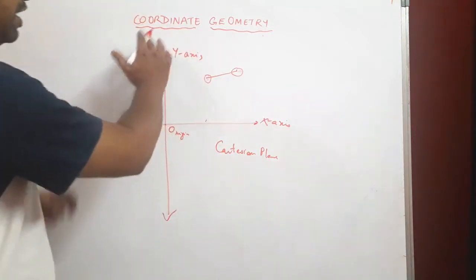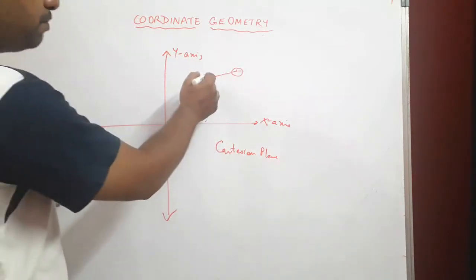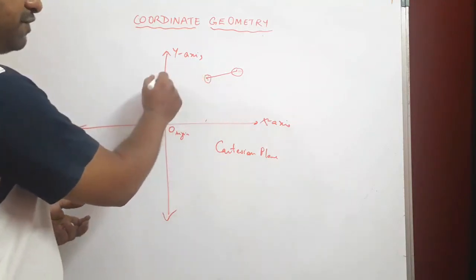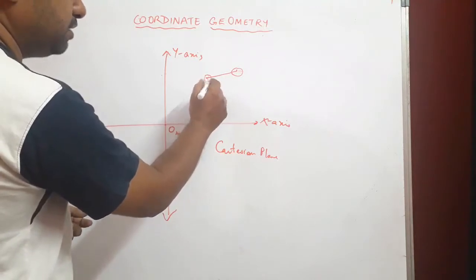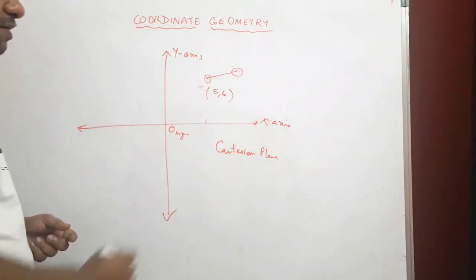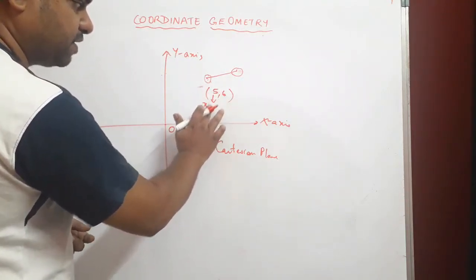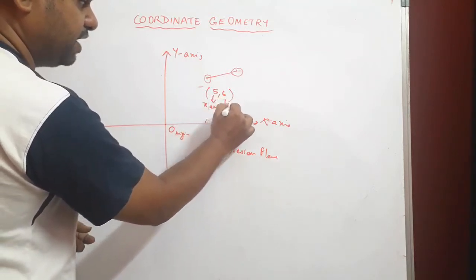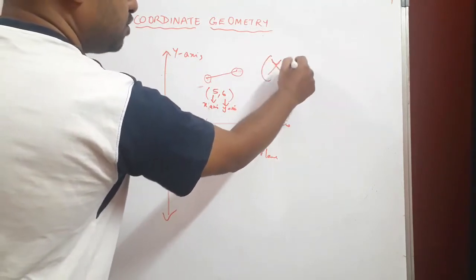The coordinates of a point mean the location of a point in terms of x-axis and y-axis. See, how do we name a point? It is usually named as something like, say, 5, 6, where 5 tells you that this is on the x-axis and 6 tells you it is on the y-axis. So it is always x comma y.